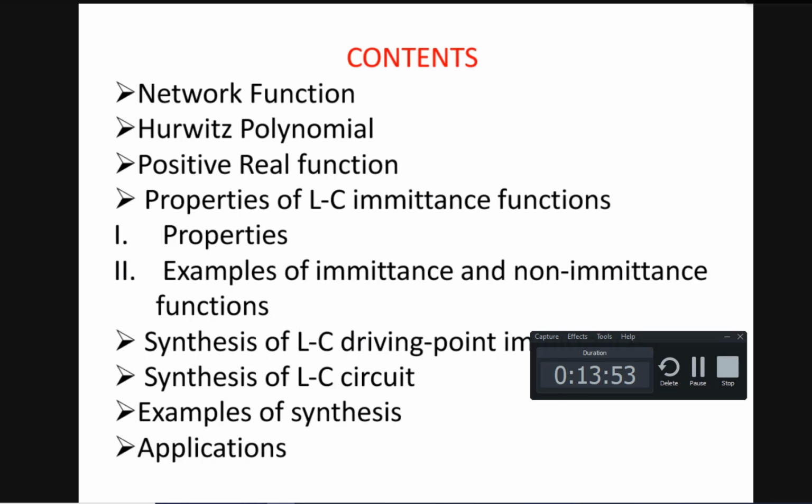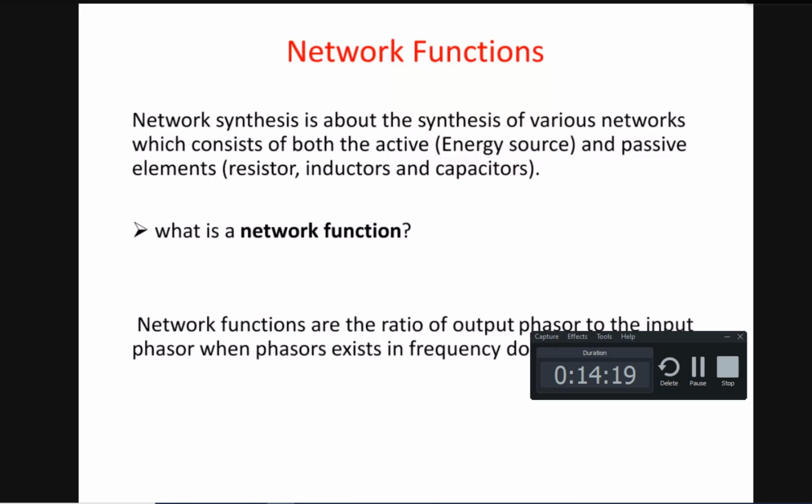So this is the contents of this presentation: network function, Hurwitz polynomial, and positive real function, properties of LC immittance functions, and then synthesis of LC driving point immittance and synthesis of LC circuits, examples of synthesis, and then applications. So this is the brief contents.